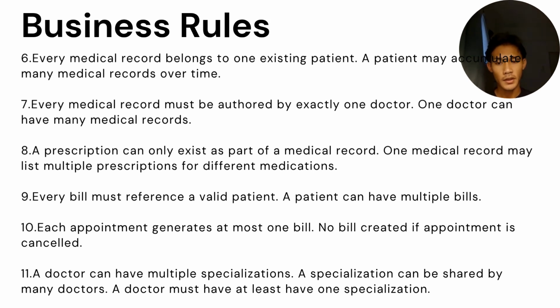Eight, a prescription can only exist as part of medical record, and one medical record may list multiple prescriptions. Nine, every bill must reference a patient, and a patient may have multiple bills. 10, each appointment generates at most one bill, and no bill is created if the appointment is cancelled. Last, a doctor can have multiple specializations, and a specialization can be shared by many doctors, and a doctor must have at least one specialization.